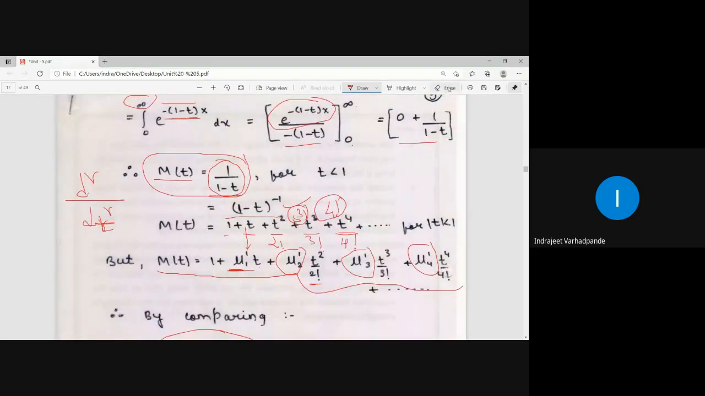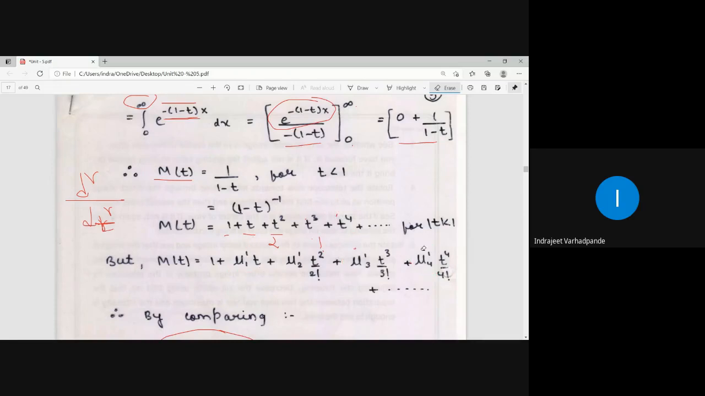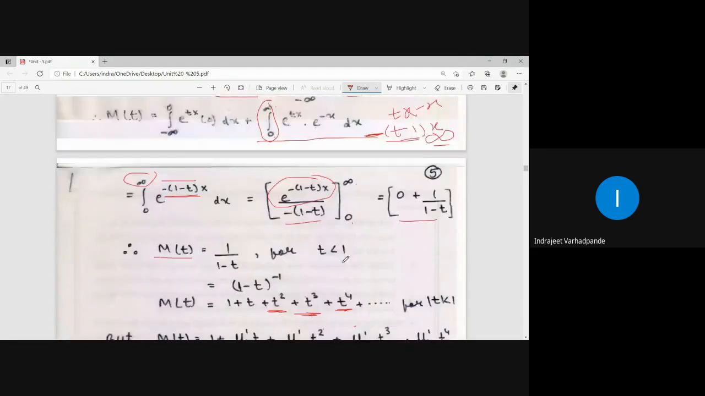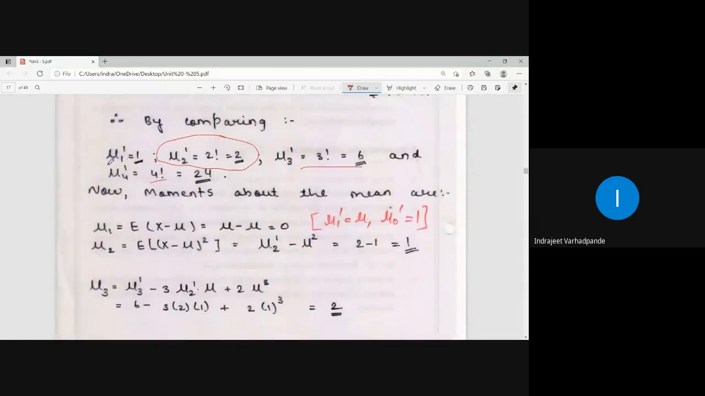But here, looking at the given term, the binomial expansion was very simple, and therefore I used the Taylor's series expansion or the binomial expansion to get the values of mu r dash, which is the moment about origin, from the coefficient of t square, from the coefficient of t cube, and from the coefficient of t to the power 4. Clear? So I have got the answers for mu1 dash, mu2 dash, mu3 dash, and mu4 dash.